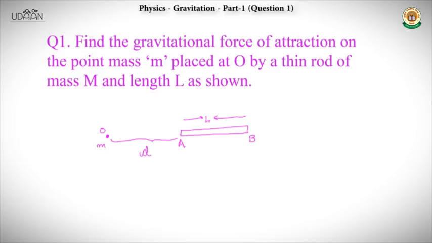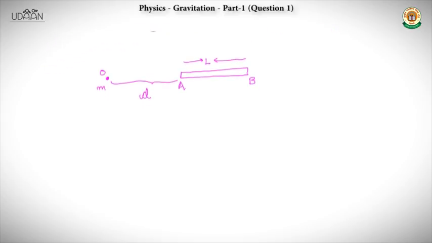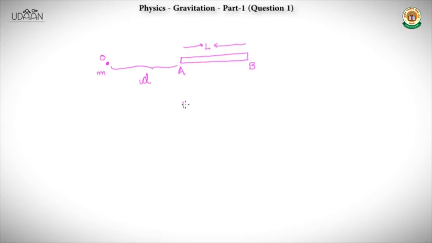Arnav is going to explain to us how to do the problem. See, it's a very easy question to begin with. First of all, you'll have to find the elemental force. So first, let's consider this rod itself. Consider a small element having length dx, at a distance of x from the point mass m.